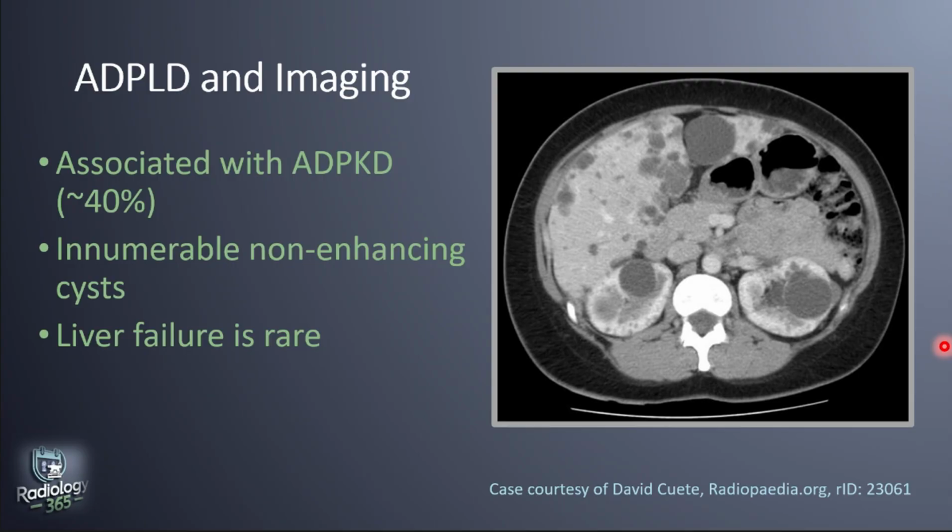Even if the liver is full of cysts, liver failure is actually rare. So this CT shows innumerable cysts of varying sizes in the liver and in the kidneys. There's no evidence of any hemorrhage within any of these cysts, and this was a person who had autosomal dominant polycystic kidney disease with liver involvement, which makes us call this autosomal dominant polycystic liver disease.